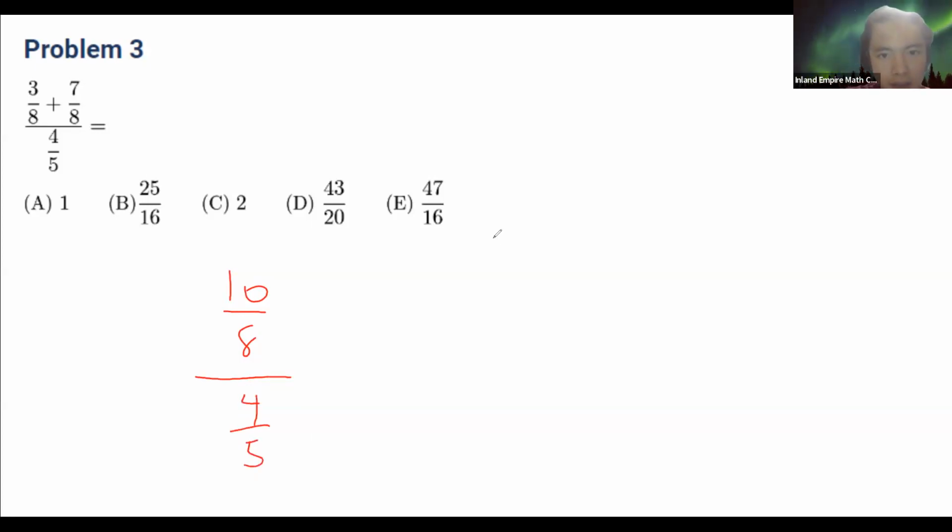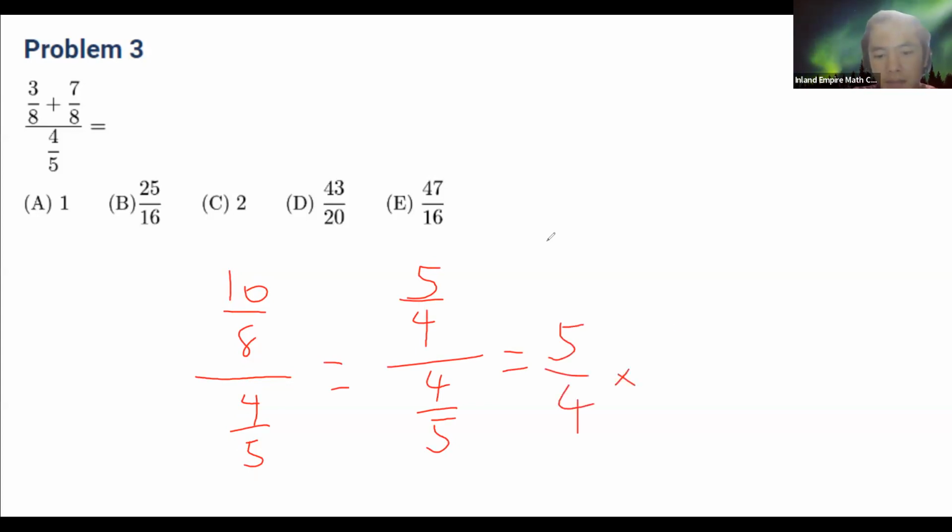Oh, someone typed into the chat. Kimmy says, so 10/8 simplifies to 5/4, right? Because 10 divided by 2 is 5, 8 divided by 2 is 4. Then, since dividing by a number is equivalent to multiplying by its reciprocal, we have 5/4 multiplied by 5/4, which is clearly 25 over 16. Are there any questions on this problem? This is like a basic fraction review.